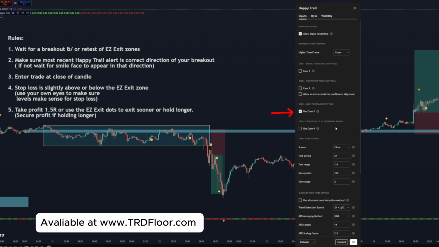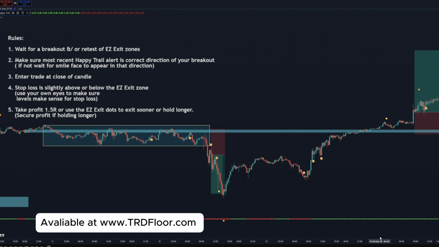The only other thing that I change at all really in here is just my higher time frame. I find that a higher time frame of 1 hour with Happy Trail, 1 hour or 2 hour depending on if the market's moving, tends to work the best for me with a 15-minute time frame for my entry. I'm showing you an example here on the NASDAQ 100. That's just something that I personally trade.